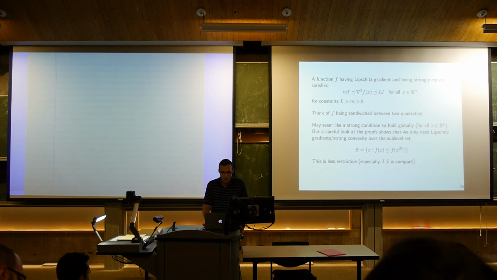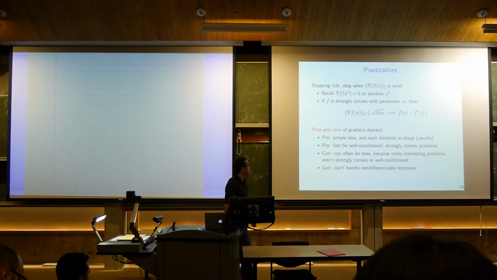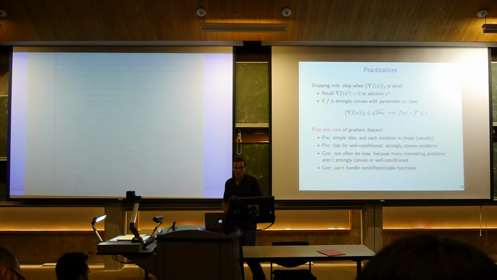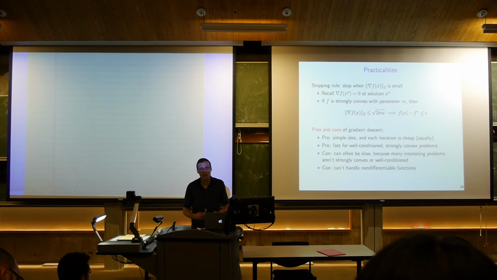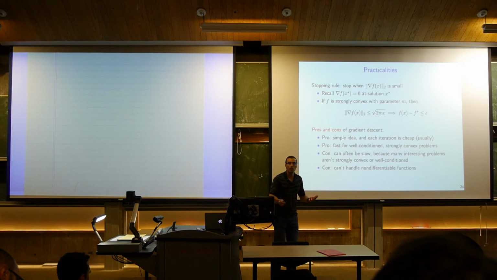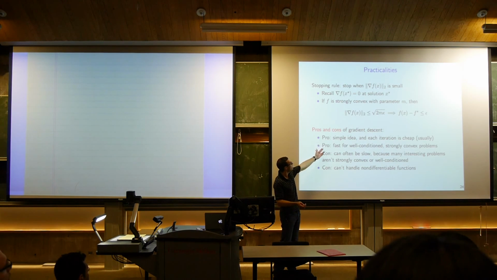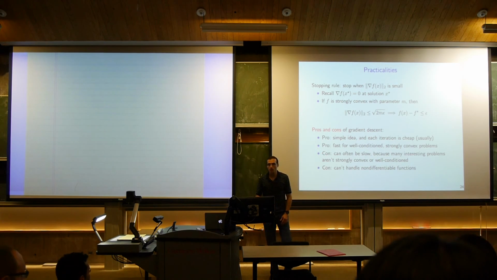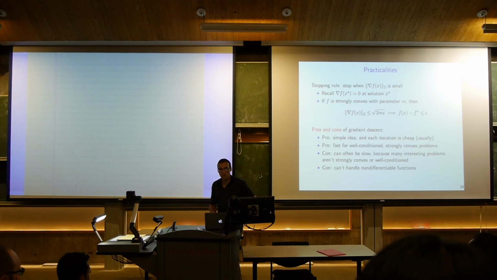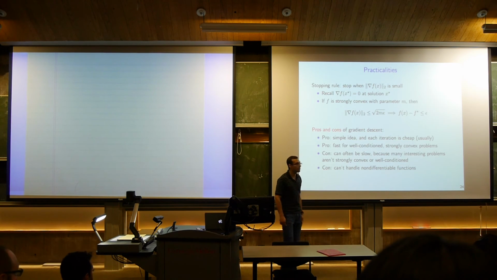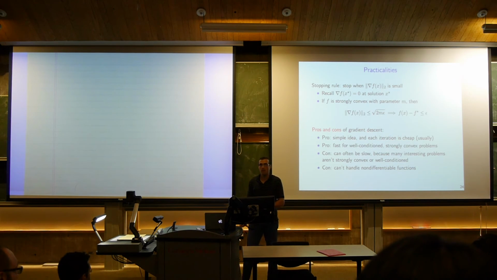Okay, and where does gradient descent fit into the grand scheme of things? So here are some of its pros and cons. It's rather simple. It's a very simple idea. And each iteration is usually cheap compared to, let's say, second-order methods, which we'll talk about a bit later. So that's good. It can be fast for well-conditioned problems and problems that are strongly convex. A disadvantage is that it can often be slow because many of the problems that we want to solve in practice aren't actually strongly convex or they're poorly conditioned.